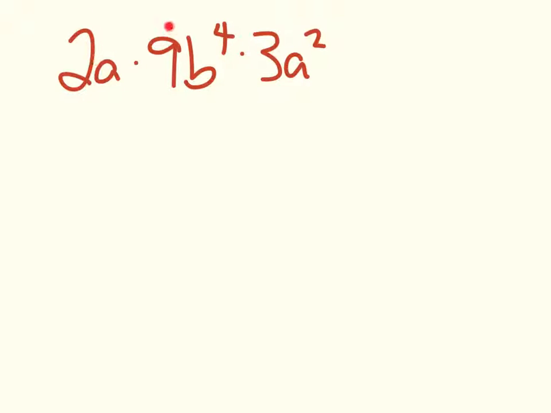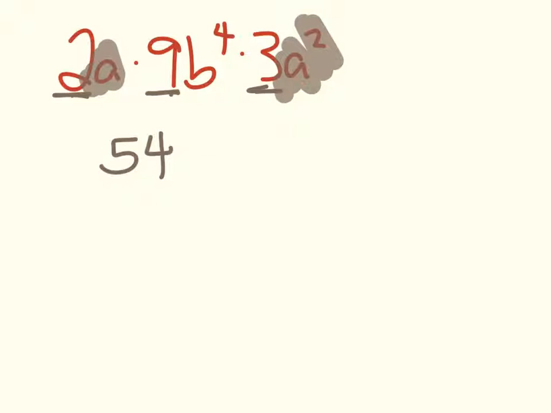So what we can do is we can take all of these coefficients, 2, 9, and 3, and multiply them together. 2 times 3 is 6, times 9 is 54. So that's coming from multiplying the coefficients of these together. Now we look at the powers. So we have a and a squared. Remember, this is a to the 1st. So a to the 1st times a squared becomes a cubed. We add those exponents together. The b cannot combine with this because it has a different base. So our simplified answer is 54 times a cubed times b to the 4th.